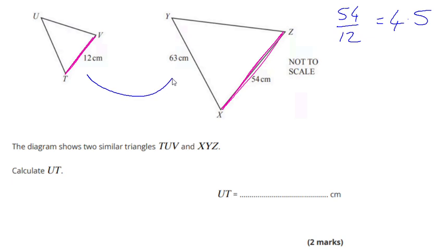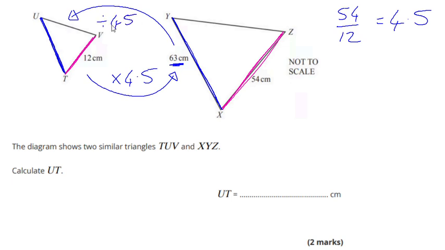So to go from the smaller shape to the bigger shape, I am multiplying by my scale factor, 4.5. Now they want us to calculate the length of the side from U to T, so that's the side that they want. It's one of the sides in the smaller shape, and we can see that we have the equivalent side there in the bigger shape. So I'm going from the bigger shape, which I know the length is 63, going from the bigger shape to the smaller shape, so I have to do the opposite of multiply by 4.5, which is divide by 4.5.